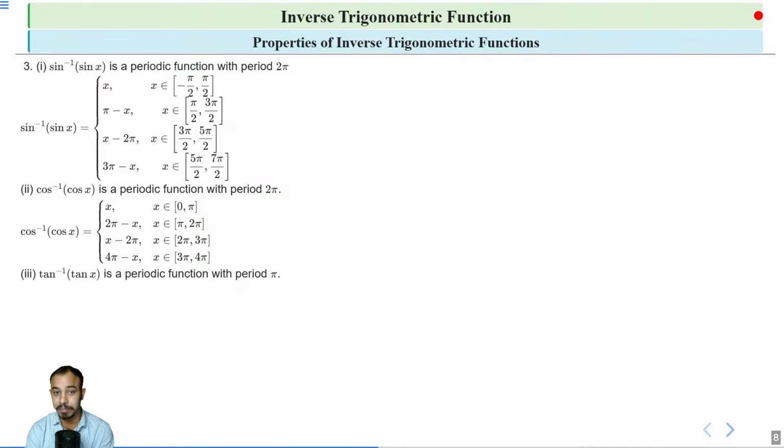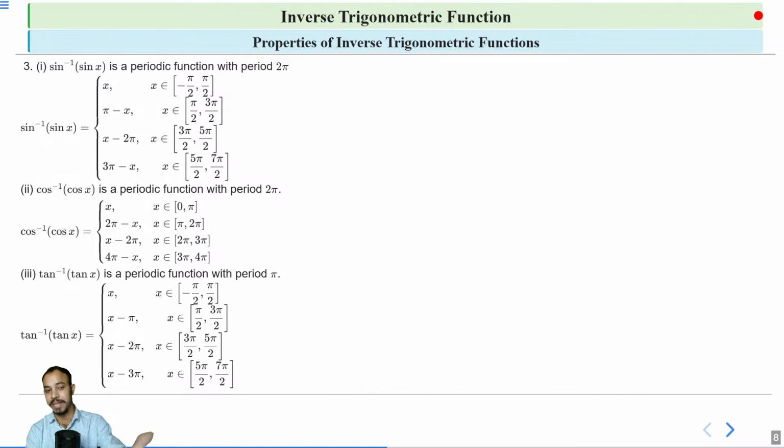Then tan inverse of tan x is a periodic function with period pi. And see here, tan inverse of tan x is equal to x when x belongs in interval minus pi by 2 to pi by 2. So first write the interval where x lies. First divide minus pi by 2 to pi by 2, then pi by 2 to 3 pi by 2, then 3 pi by 2 to 5 pi by 2, then 5 pi by 2 to 7 pi by 2. Then write tan inverse of tan x. So tan inverse of tan x is equal to x when x belongs in closed interval minus pi by 2 to pi by 2.